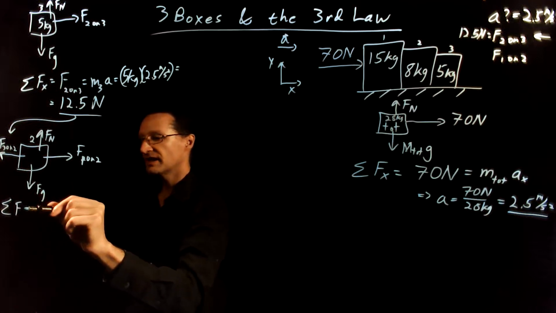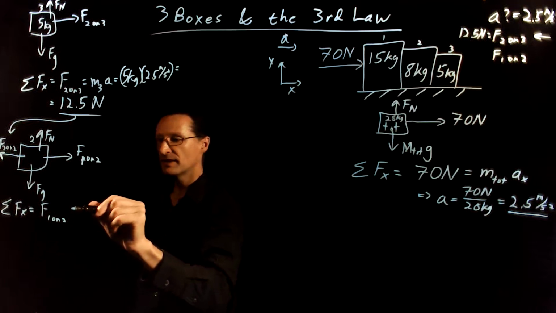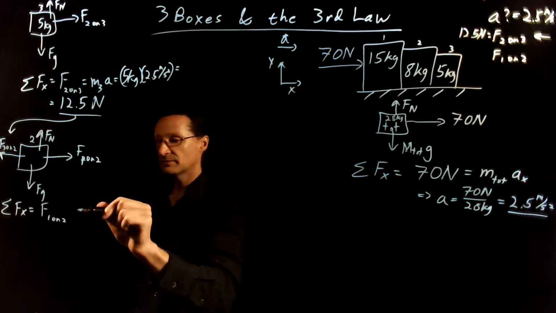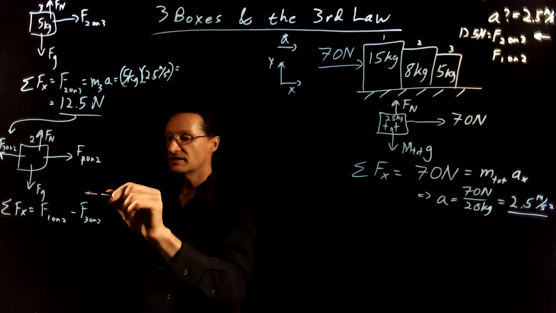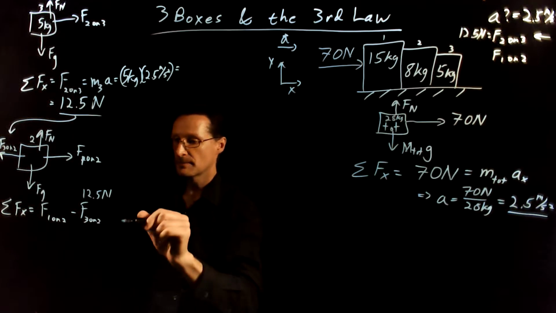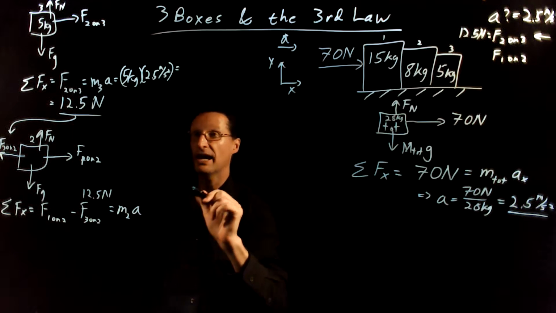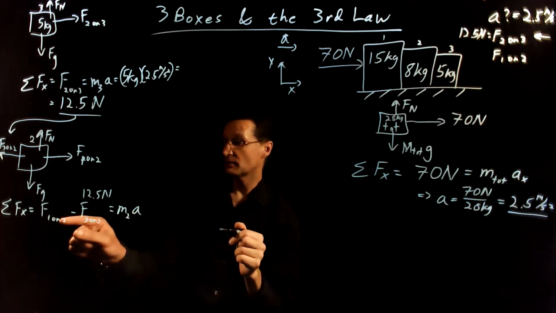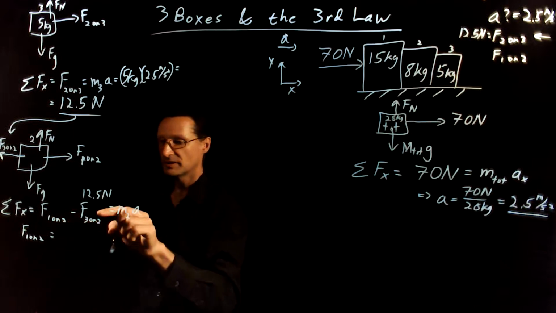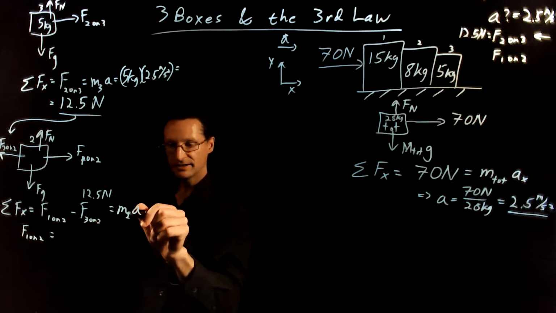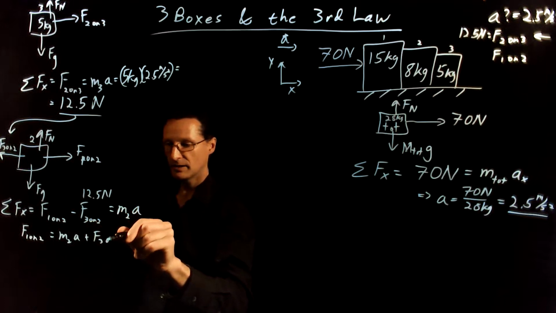So I sum the forces in the x direction, and that gives me the force of 1 on 2, and that's positive according to my x direction. And then I subtract from that the force of 3 on 2, which is 12.5 newtons. And I set that equal to the mass 2 times the acceleration. But I know what those are. So the only thing I don't know is this 1 on 2. This tells me 1 on 2 is going to be, let me move that to the other side, m2a plus f3 on 2.